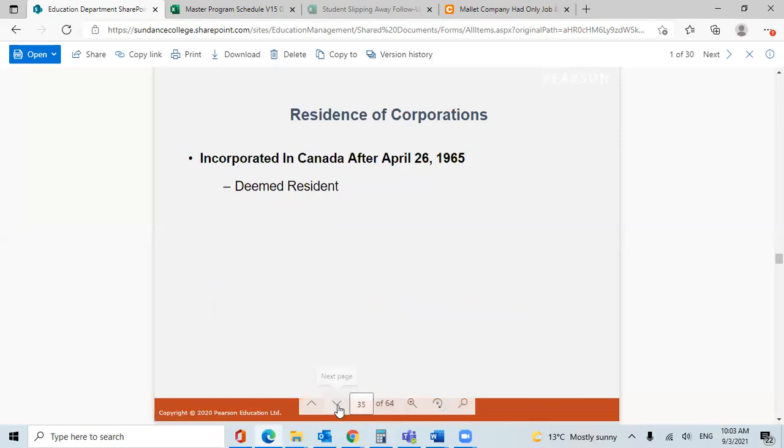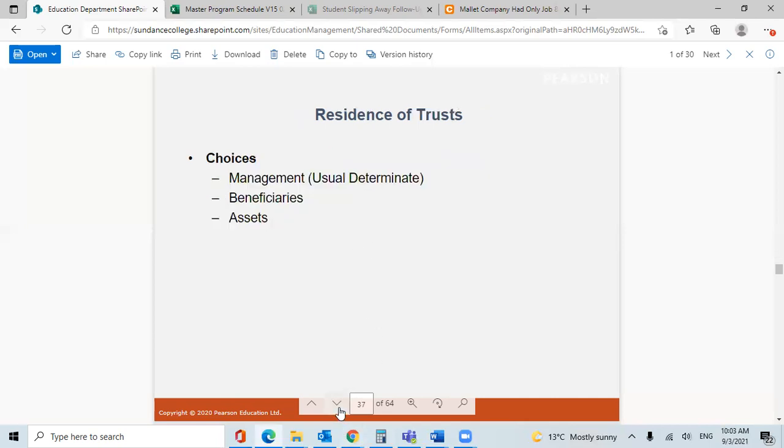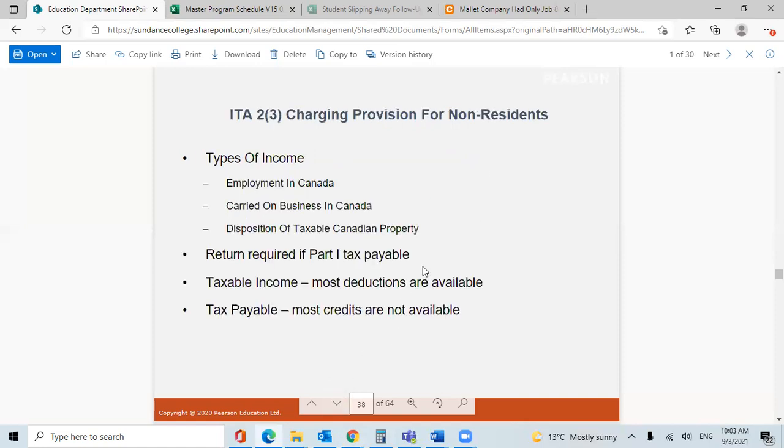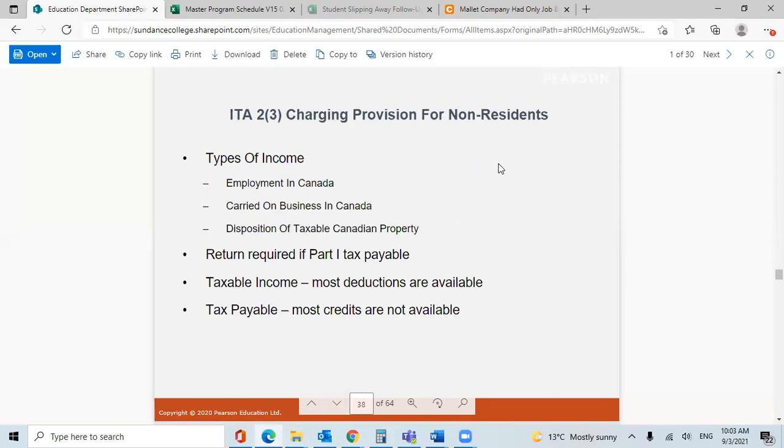We also talk about residence of corporations. So if your company is incorporated in Canada after April 26, 1965, we say it's a deemed resident. And if you're before April 27, 1965, the corporation is still deemed resident if it was resident at any time or carried on business in Canada. In trusts, management, beneficiaries, assets, we didn't mention corporations and trusts a lot because we're focused on personal income taxes in this book. So basically, we just talk about personal income taxes. Now we talk about non-residents.